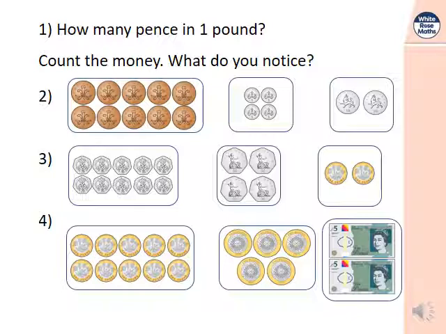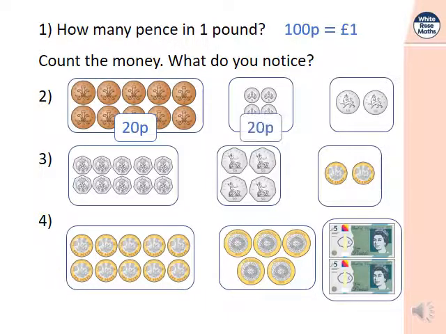Let's have a look at number 1. How many pence in £1? Well, the answer for that one is 100 pence equals £1. Then for questions 2, 3 and 4, you had to count the money and write down what you notice. Well, for number 2, there was 20p in 2p's, 5p's and 10p's. They were all the same value even though they were different coins.